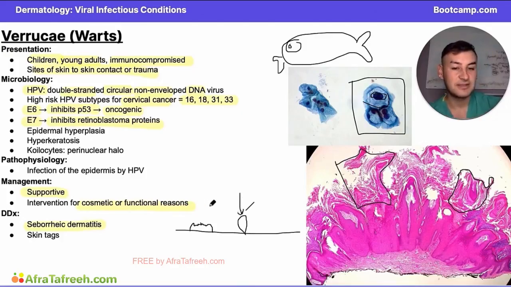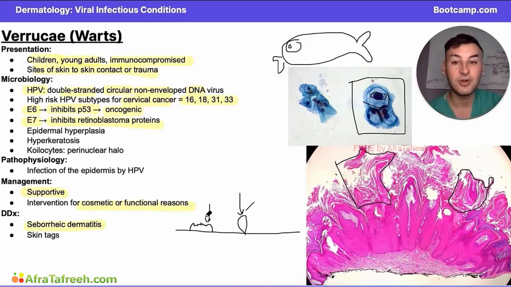Whereas warts usually occur in areas of skin-to-skin contact. So like the fingertips, the nose, areas where you're touching a lot, that have a lot of interface, the soles of the feet. That is where you're going to expect to find warts.